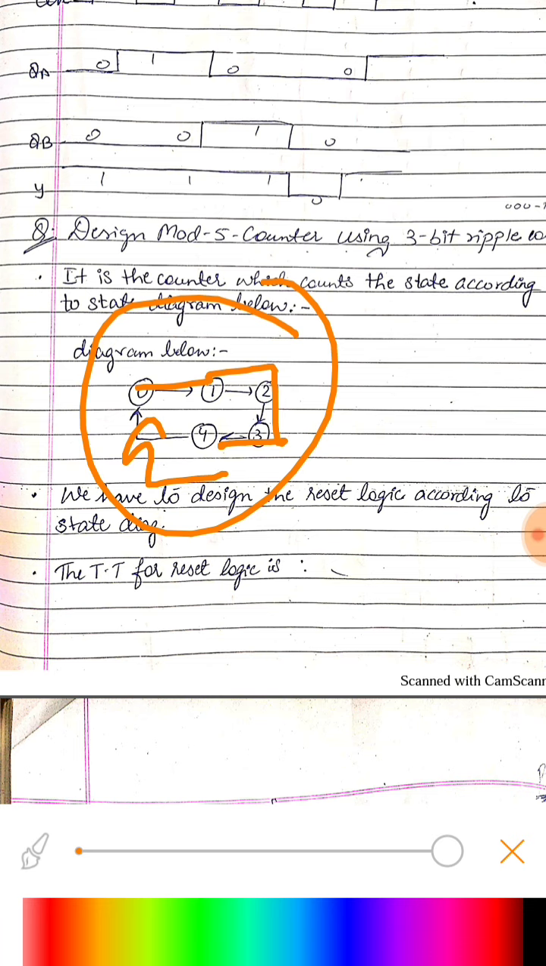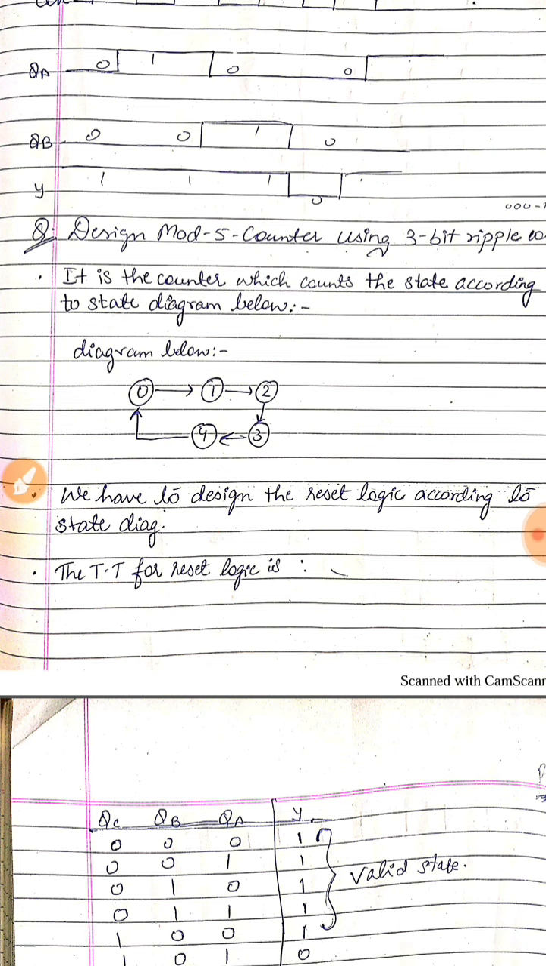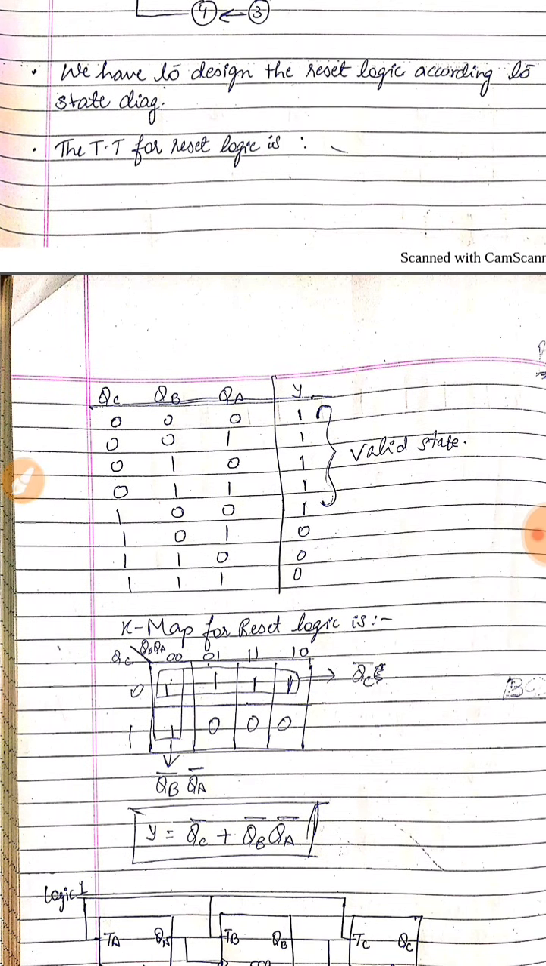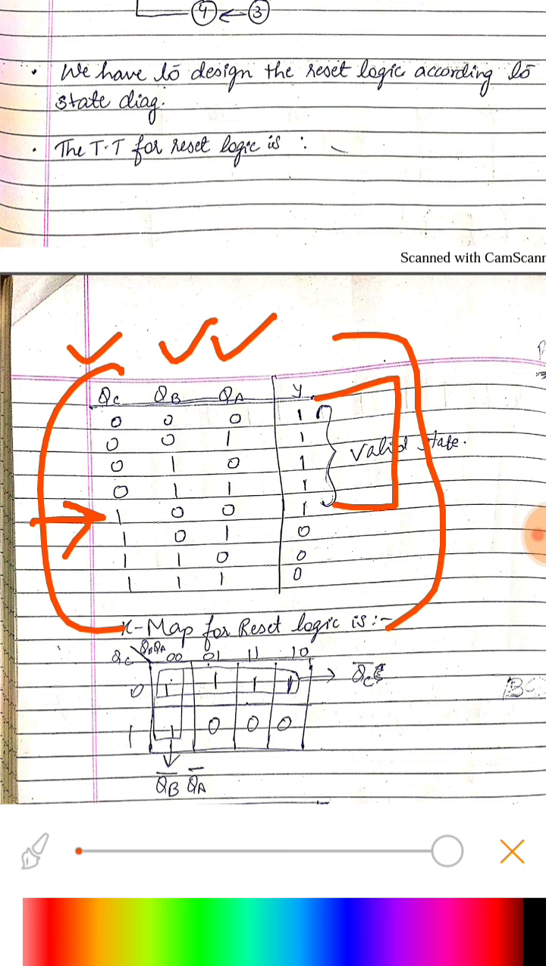So we need a reset circuit or some combinational circuit to provide this reset or clear input. Here again I have made the truth table for that. As you can see, we have 3 inputs, QA, QB, QC, as we have 3 flip-flops in a 3-bit counter. Up to 4, that is 1 0 0, our output remains high, so it would count from 0 to 4. As soon as it becomes 5, that is 1 0 1, our y, the reset function, becomes 0.